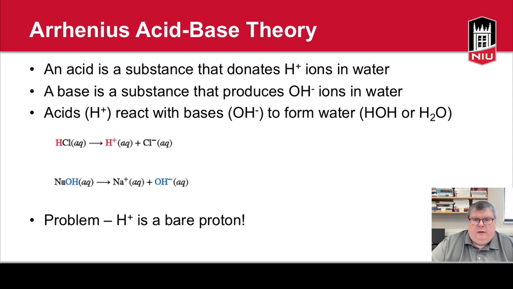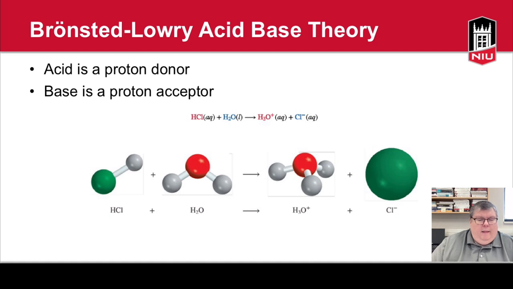But there is a problem with the Arrhenius definition. H+ is a bare proton. Now, a bare proton is not going to be flying around in solution. It is going to attach to something because it needs to have electron density around it. That's what we get with Bronsted-Lowry acid-base theory.